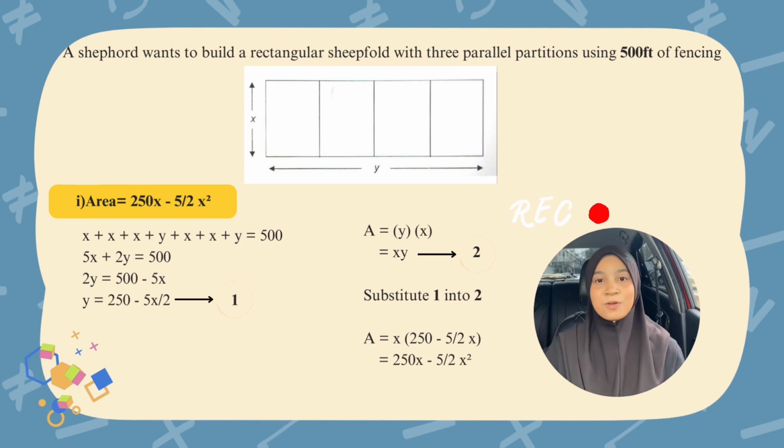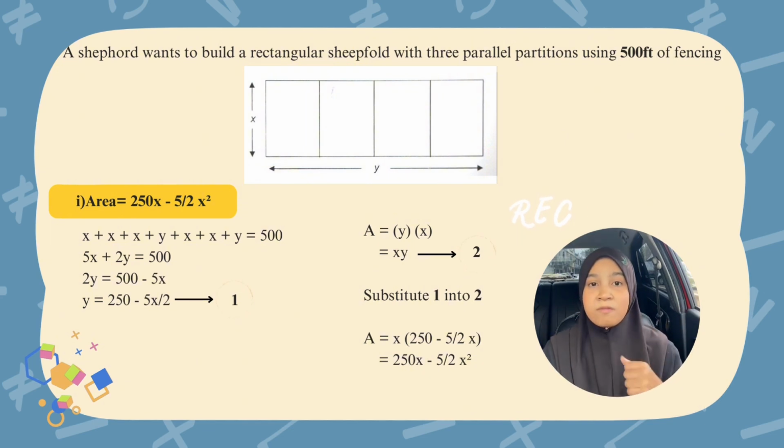Hi, Assalamualaikum. My name is Wana Shakira from class AS120. Today, I want to explain about a rectangular question. The question is: a shepherd wants to build a rectangular sheepfold with 3 parallel partitions using 500 ft of fencing. So the total area of the sheepfold is 250x minus 5/2 x squared.